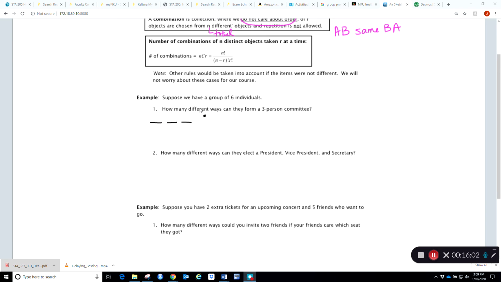First question I'm going to ask: are the spots different or are they the same? That is, does it matter if I was chosen first, second, or third, or doesn't it matter? Well, if I'm on a 3-person committee, I'm on a 3-person committee, whether I was the first person, second person, or third person chosen. So for that reason, they're the same. That tells me that order does not matter.